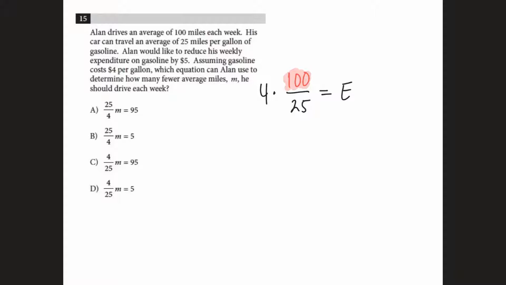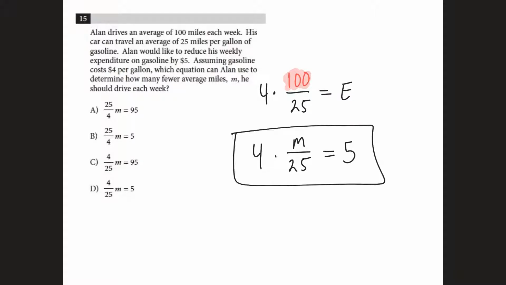And if he wants to decrease his expenditure by $5, well, how many miles can he drive for $5, right? So if he wants to reduce by $5, how many miles costs $5? Well, we know that we're taking the amount of miles divided by 25, which is the number of gallons, and we would have to multiply that times 4 to figure out how much expenditure it is.